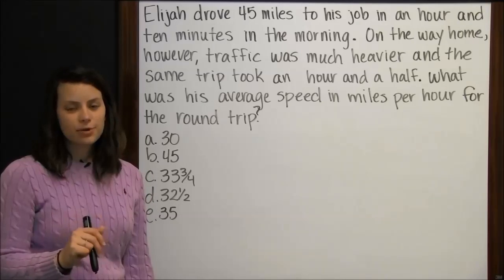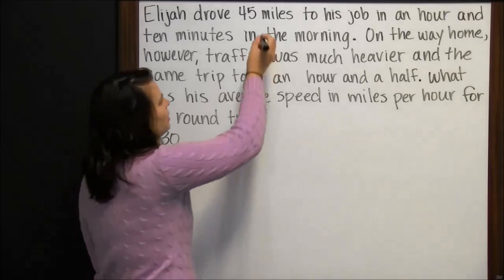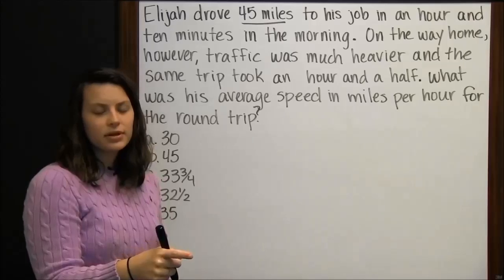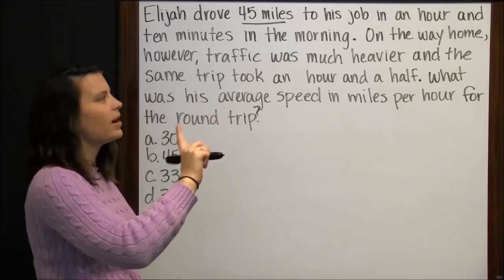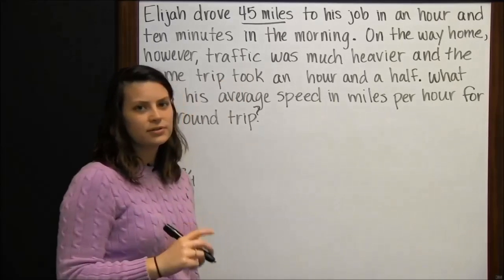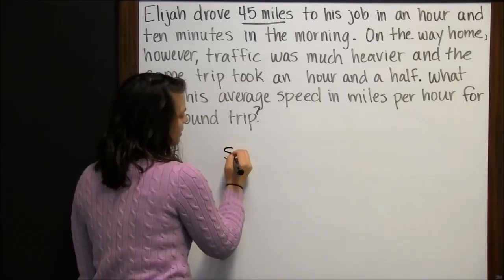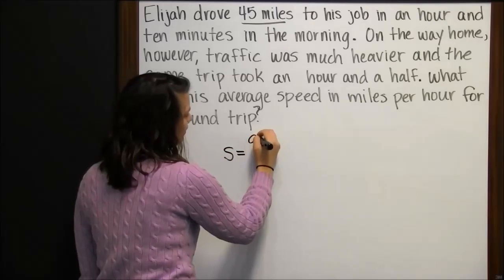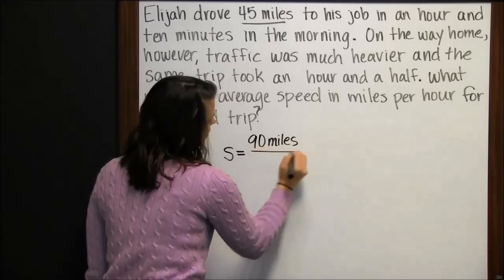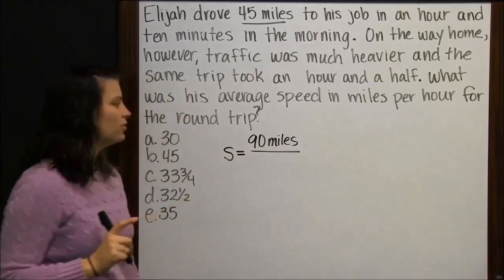So first, let's determine just how far Elijah went. It was 45 miles to his job, and then he had to drive 45 miles back home. So he drove that 45 miles twice, or 90 miles. Speed is calculated by dividing your distance by your time. So we've got his total distance. Now we need to find his total time.